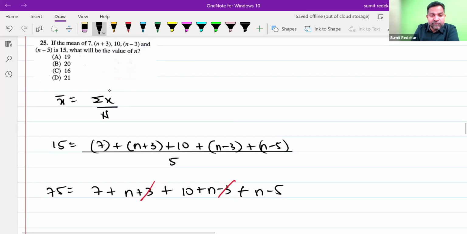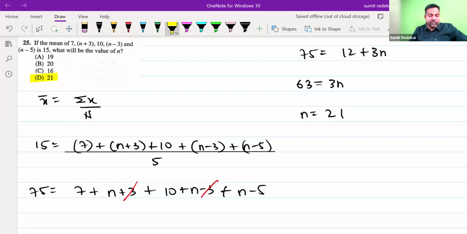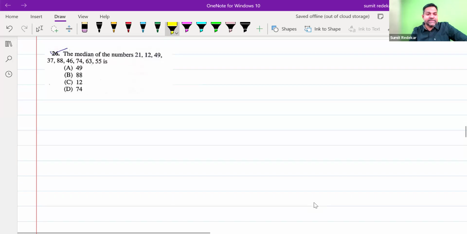So this further simplifies to 75 is equal to 12 plus 3n. Take the 12 to the other side and subtract. 63 is 3n, or n is equal to 21. 3 2s are 6, 3 1s are 3. The value of question number 25 should be D, 21. Moving on to question number 26.